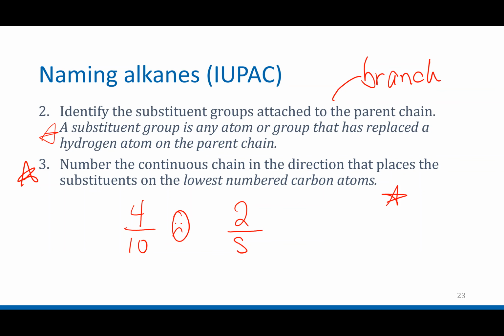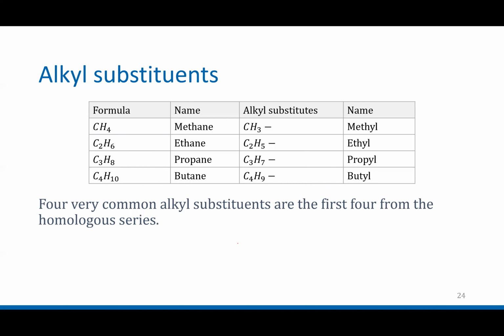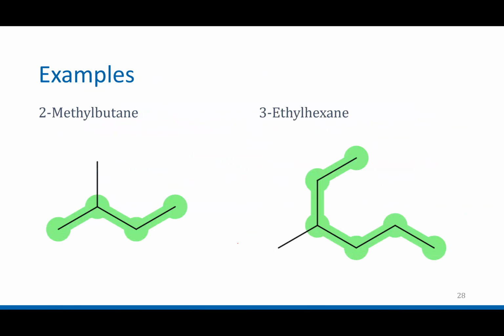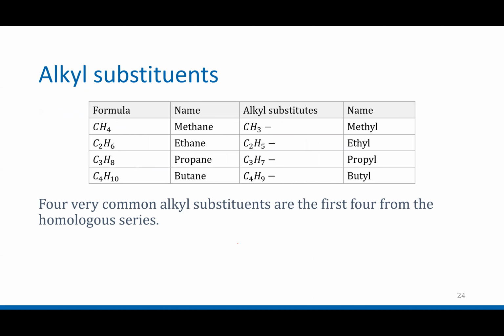But when I number the chain, I want to number it in a way so that the substituents, the branches, have the lowest possible numbers. And you will see me do this in a couple. Like we're going to do a bunch of examples here today. Now, we're starting off simple. What kind of branches will you see in this chapter?